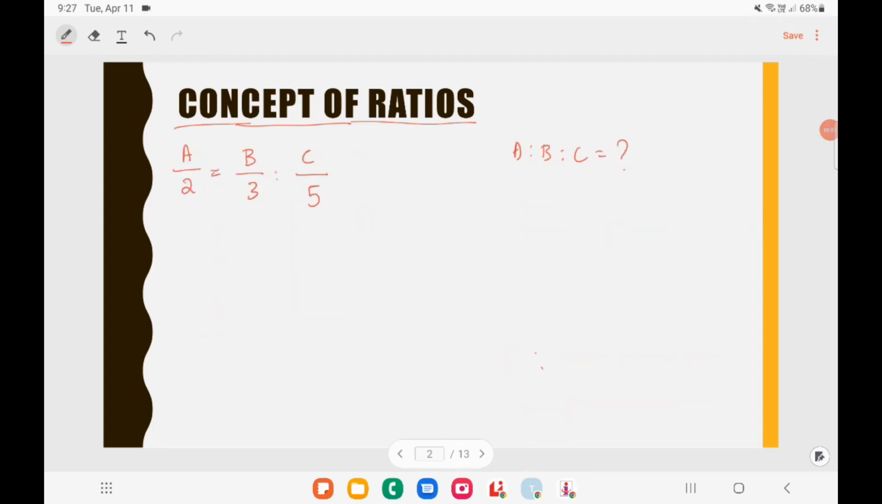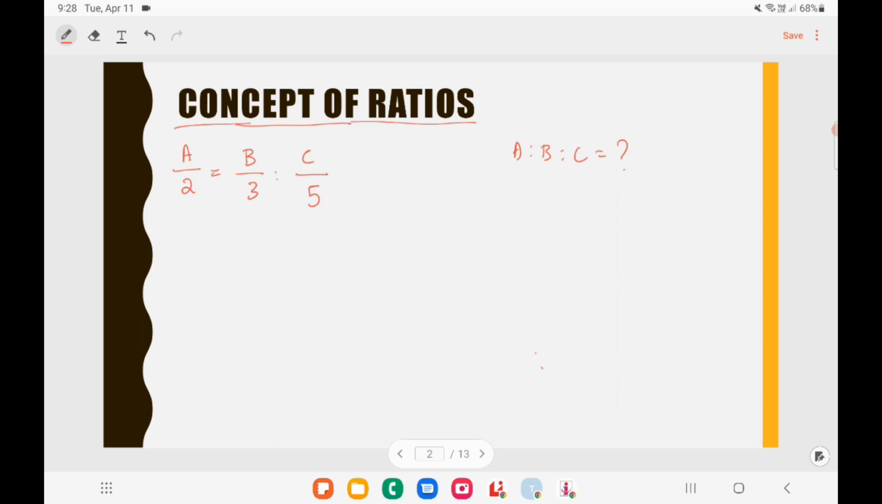If you are given A by 2 is equal to B by 3 is equal to C by 5, and you are asked to find out what is A is to B is to C. Again, this kind of question UPSC is not going to ask, but for you to understand the concepts more clearly, and also because these kind of questions can be asked in other exams, that's why I'm telling you all these concepts. Okay. So if you are asked a question like this and you need to find out what is A is to B is to C, let's see how we can do this.